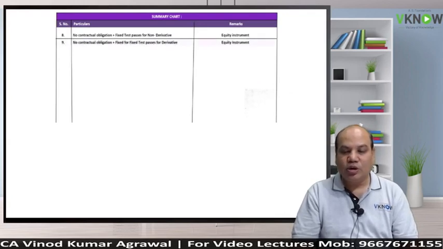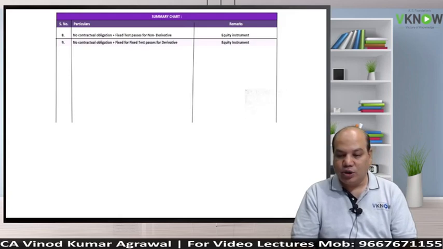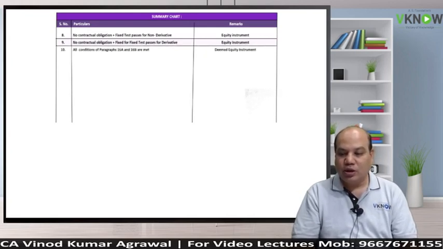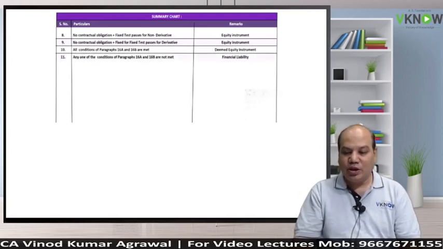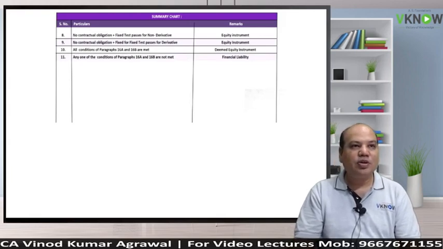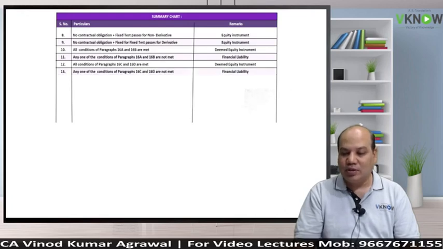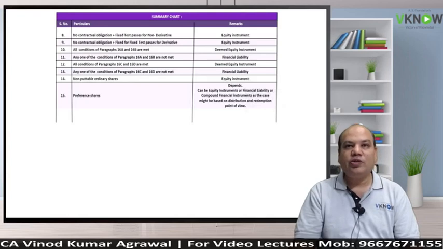Point number 8, non-contractual obligation. No contractual obligation plus fixed test passes for non-derivative, then it is equity instrument. No contractual obligation plus fixed for fixed test passes for derivative, it is equity instrument. All conditions of paragraph 16A and 16B are met, it is deemed equity instrument. Any of the conditions of para 16A, 16B are not met, it is financial liability. All conditions of para 16C, 16D are met, deemed equity, and any condition of para 16C or 16D not met, financial liability.